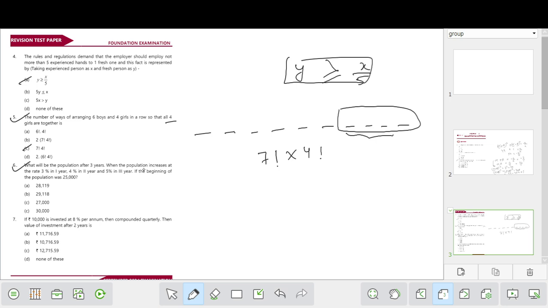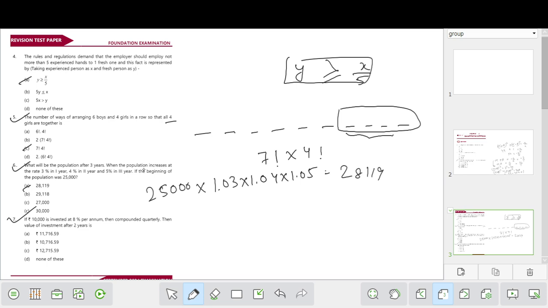What will be the population after 3 years when the population increases at a rate of 3% in year 1, 4% in year 2 and 5% in year 3. So at start population was 25,000 multiplied by the factors. So first factor is 1.03 into 1.04 into 1.05. Let's calculate it. So this is 28119. Option A is correct. Come to next question.